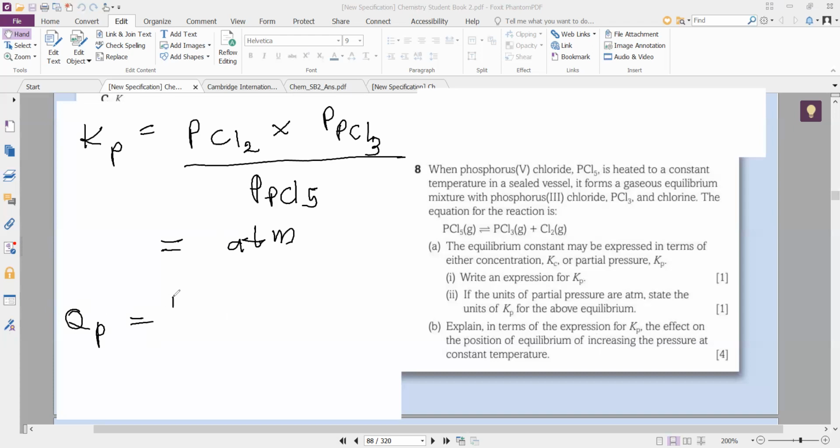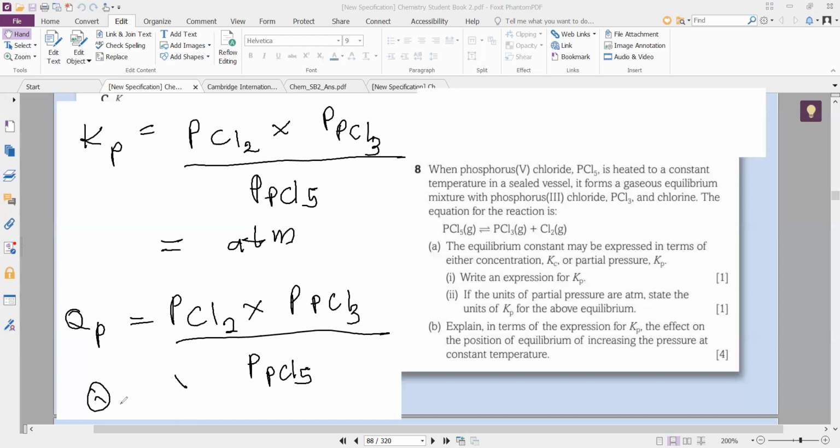QP is equal to P Cl2 into P PCl3 divided by P PCl5. The partial pressure of PCl5... So again, you can make it relate to mole fraction, and it's to P total. Make that idea, no?